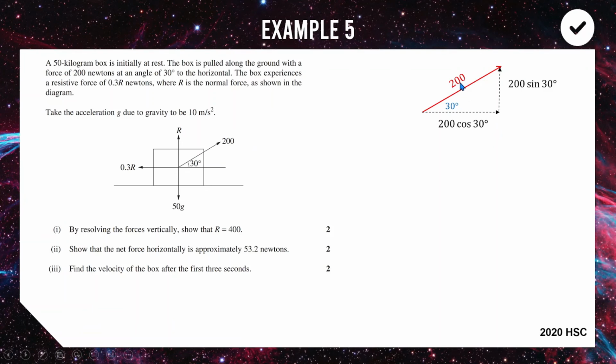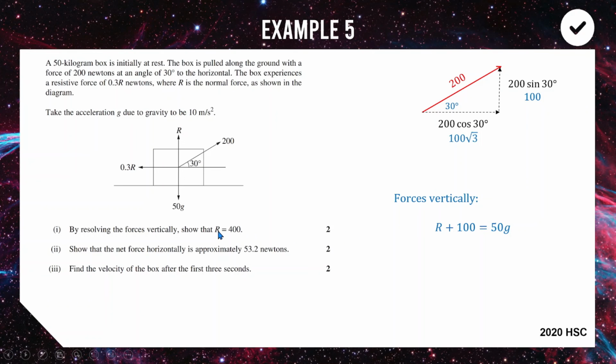If you've got an angle and a hypotenuse, the adjacent side is hypotenuse cos angle, and the opposite side is hypotenuse sine angle. Okay, so cos 30 is root 3 on 2, so this works out to be 100 root 3, and sine 30 is a half, so this works out to be 100. So for our vertical forces, we've got the resistive force of R going up, and also a component of 100 going up from the 200, as we can see here. So vertically, we've got R and 100 going up, and down we have the gravity force, which is 50G.